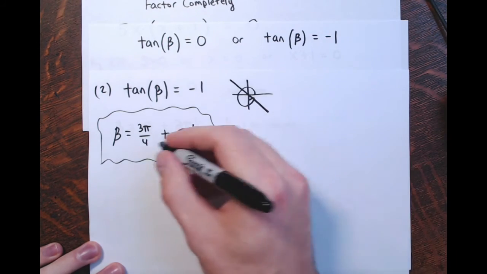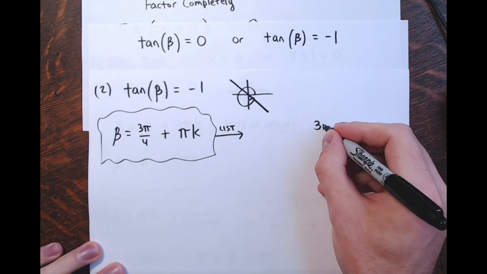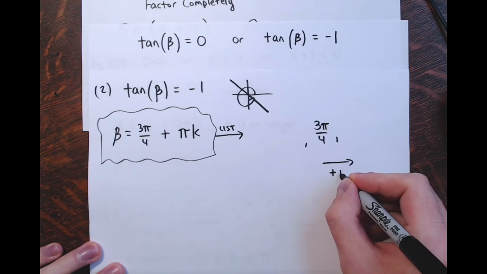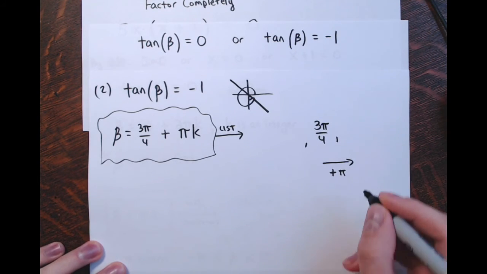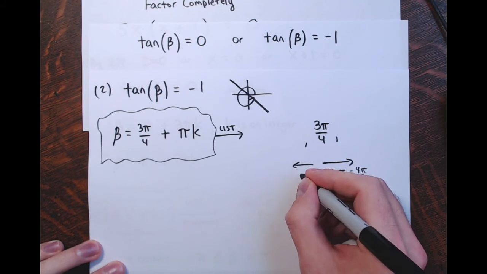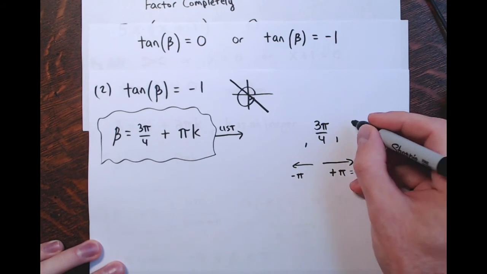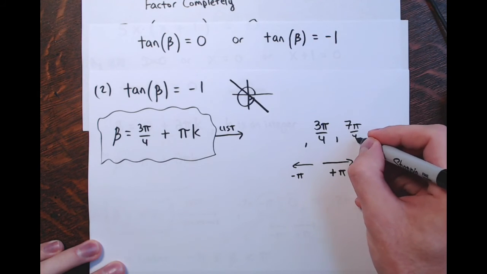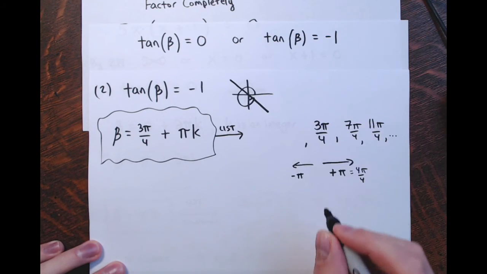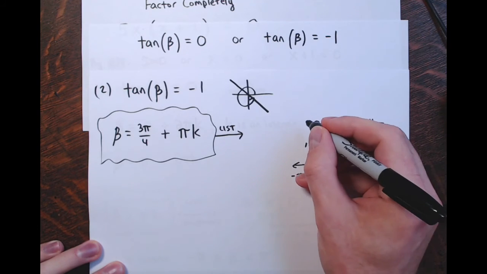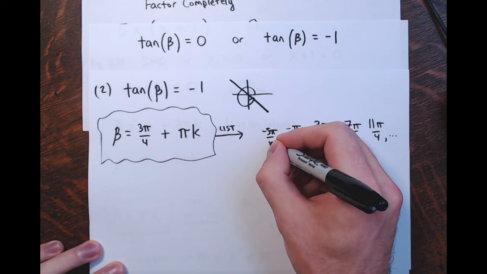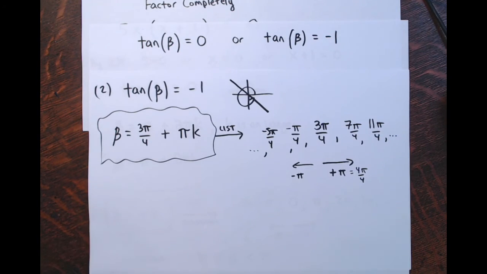All right, so again, 3 pi over 4 is a solution. And then going this way, I'm just going to be adding pi, which is 4 pi over 4, getting a common denominator. And then going this way, I'm going to be subtracting pi. So 7 pi over 4 is a solution. 11 pi over 4 is another solution, and so on. Subtracting pi, negative pi over 4 is a solution. Negative 5 pi over 4 is a solution. And again, I could do that all day long.